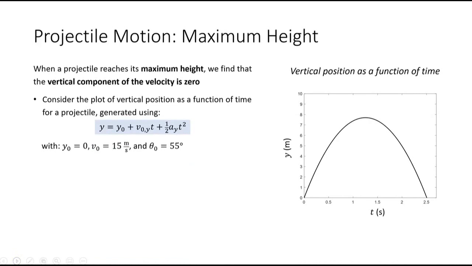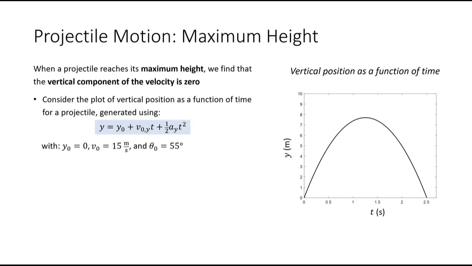To do that, I've made a plot of the vertical position of a projectile as a function of time. I've made this plot using some assumptions. First of all, I assumed it's launched from the ground, so it's launched from 0 height. I also have it landing at 0 height here. I've also made the assumption that the launch speed is 15 meters per second and the launch angle is 55 degrees. And then I just used my basic equation of motion for the y position as a function of time to make the plot on the right-hand side.